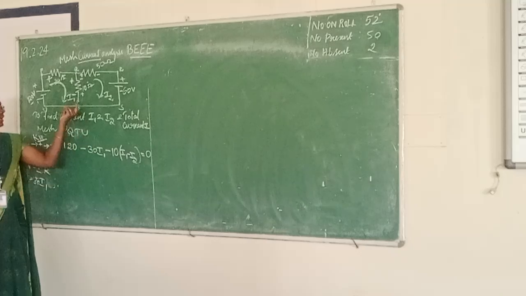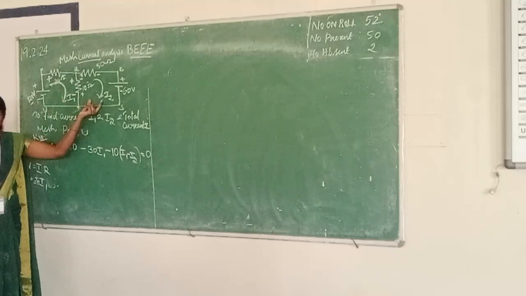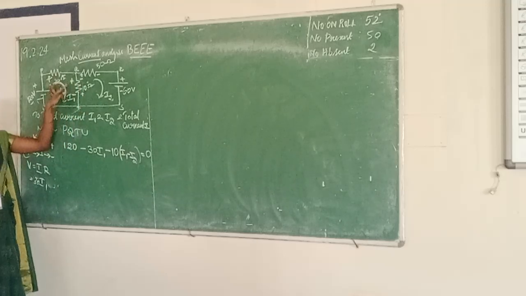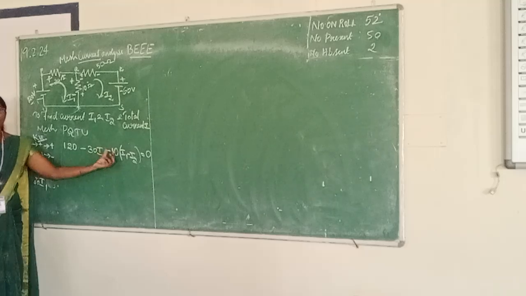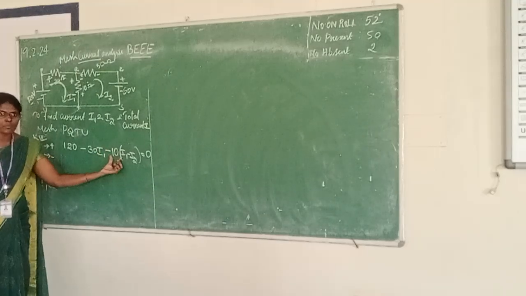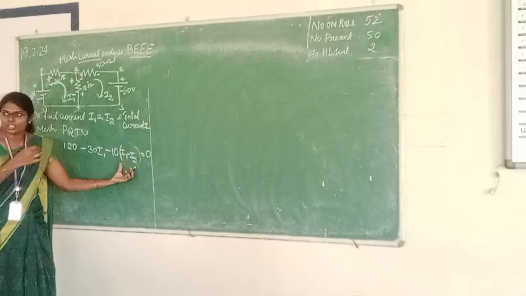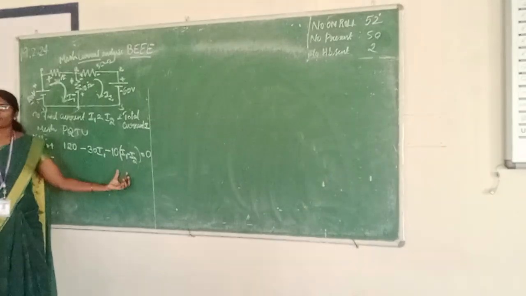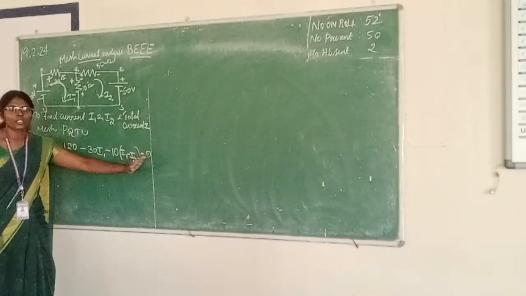Clear? The next resistance is common to both the currents I1 and I2. That resistance value is 10 ohms. Here the polarity is from plus to minus. So plus to minus means we will write it as minus. The sum of that is equal to 0.